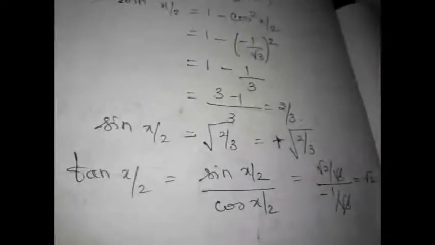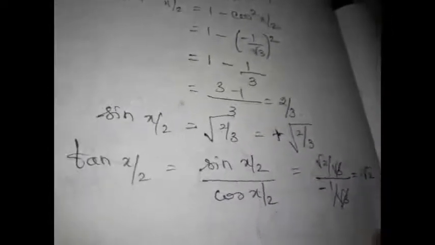Now we need to find what is tan x by 2. Tan x by 2 is sin x by 2 divided by cos x by 2, which is root 2 by root 3 the whole divided by minus 1 by root 3. Root 3 will get cancelled. So tan x by 2 is minus root 2. Yes, so this is how you have to solve these kinds of problems.